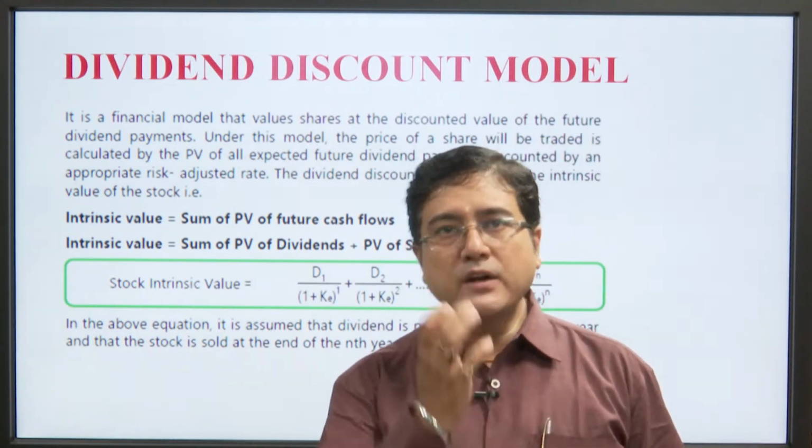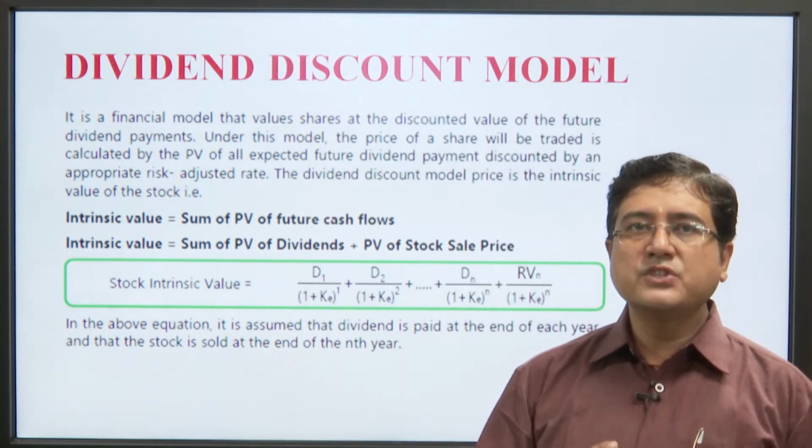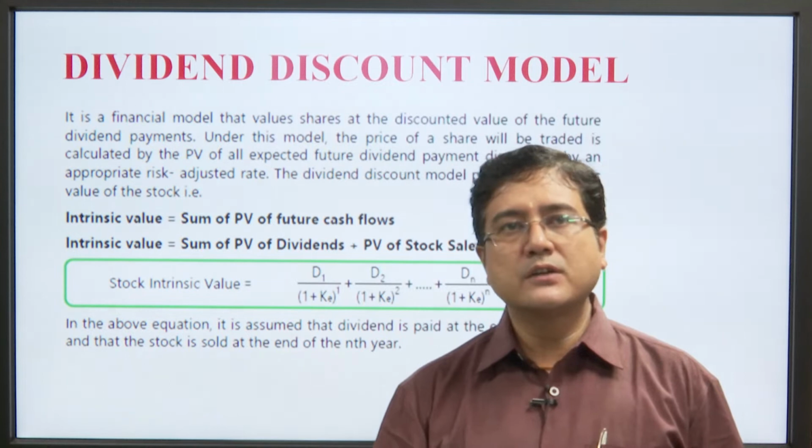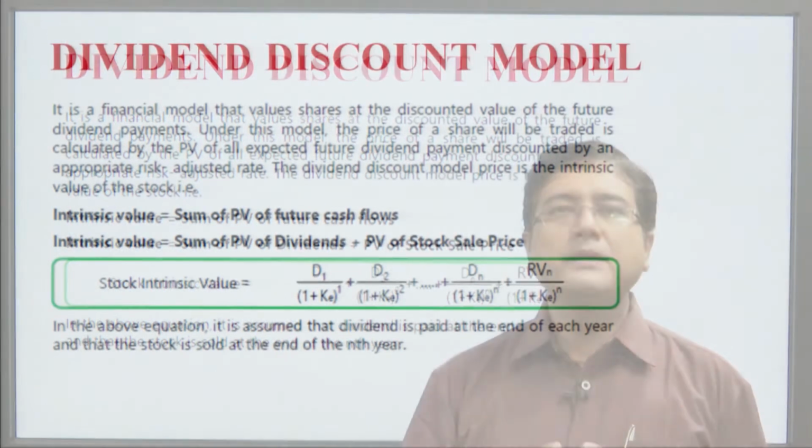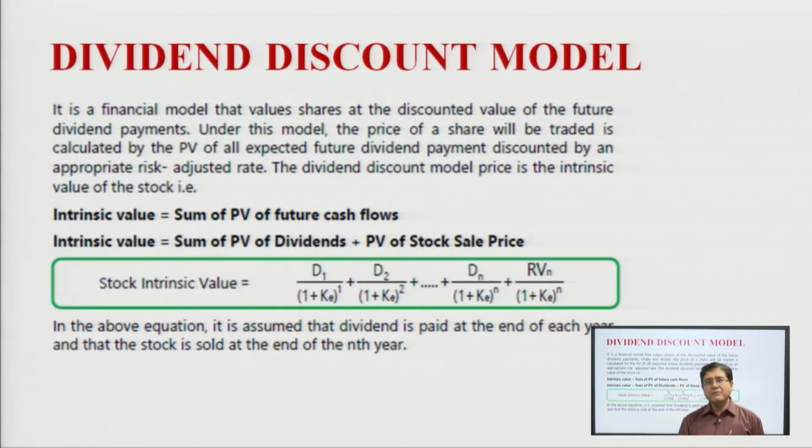In financial modeling, this values the shares at the discounted value of the future dividend payments. Under this model, the price of the share is calculated by the PV, present value, of all expected future dividends, adjusted for risk. The dividend discount model price is the intrinsic value of the stock. So, first we must understand PV, present value.